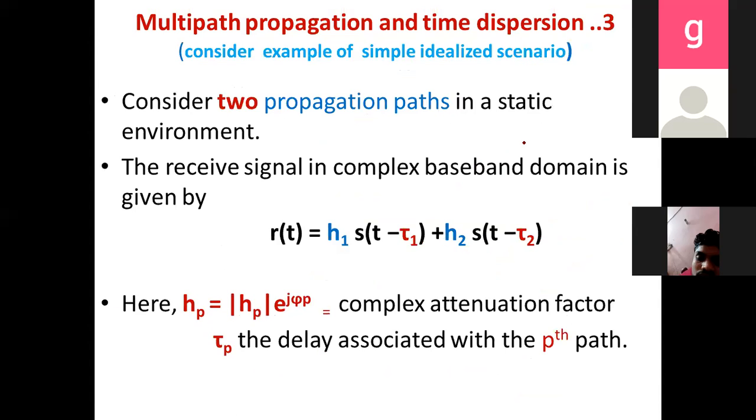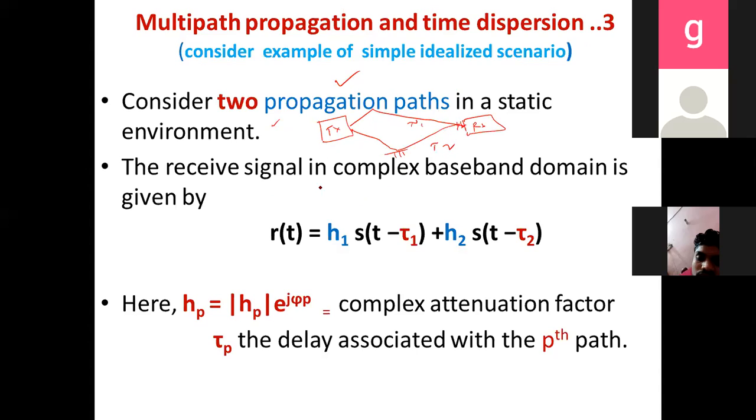Practical example is, consider two propagation paths in a static environment. Suppose this is the transmitter, and this is the receiver. Consider two propagation paths. It is receiving one with tau 1, and there is some reflector here. It receives here with tau 2.